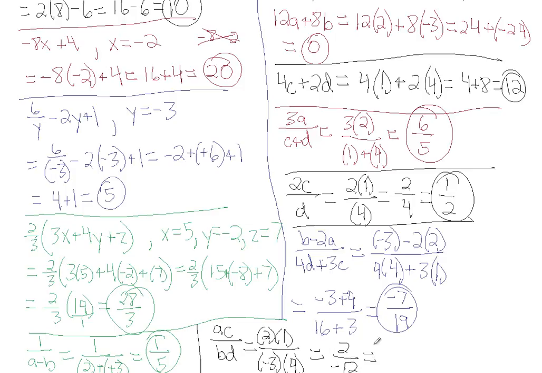We always want to write our rational numbers, we want to leave it in lowest terms. So 2 over minus 12 is the same thing as a minus 1 over 6. We simply factored out a 2 out of the numerator and the denominator.